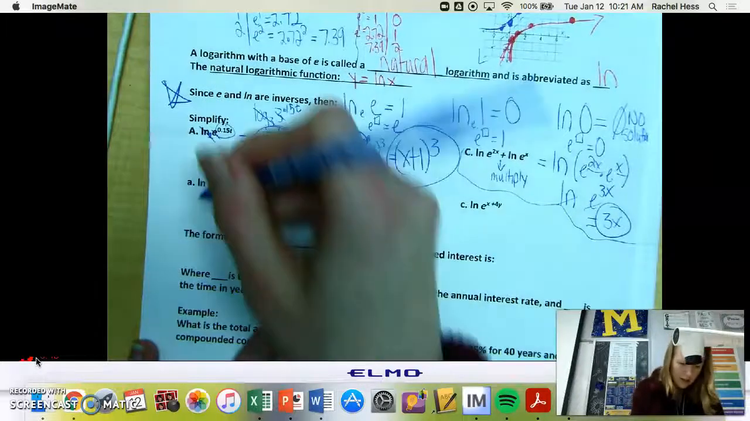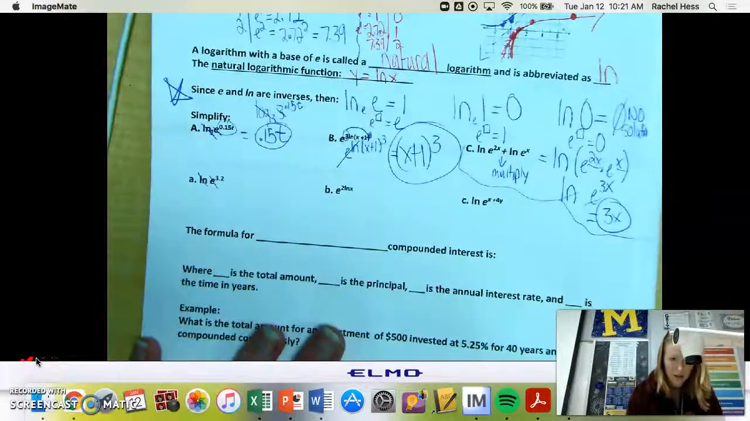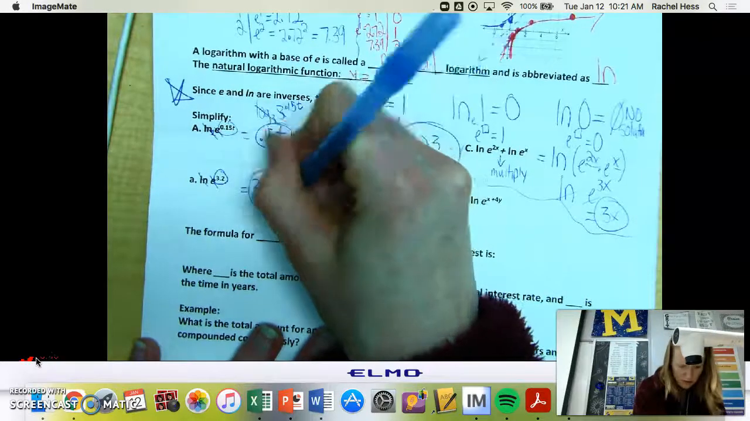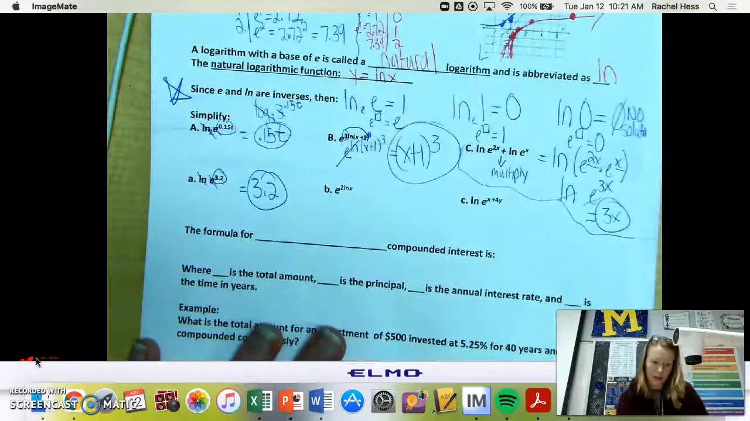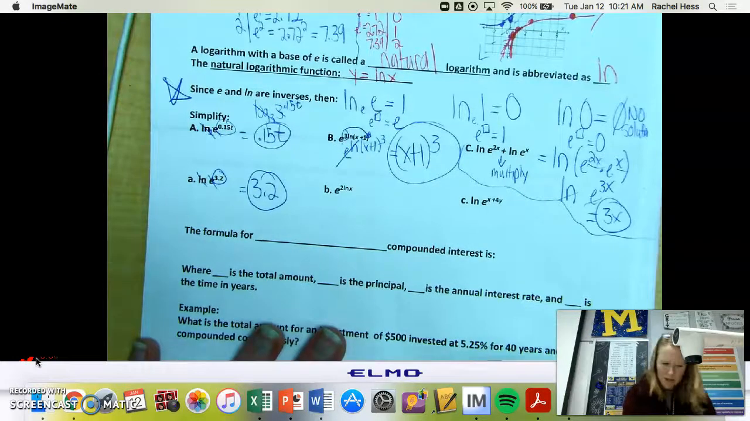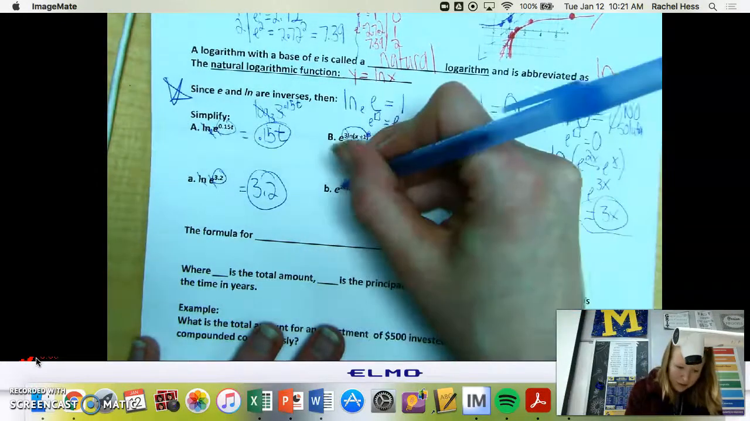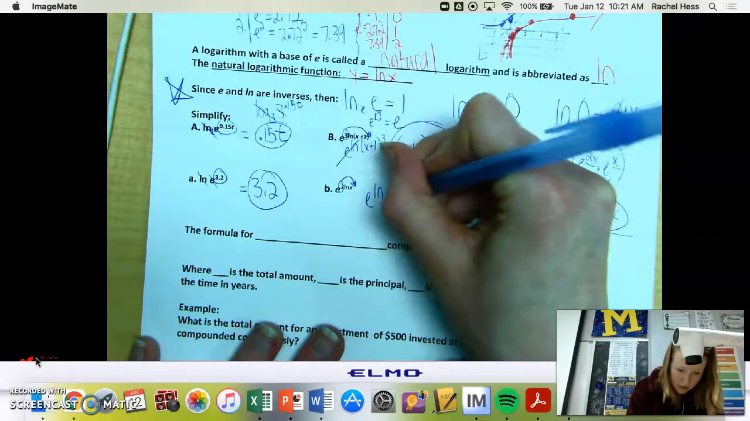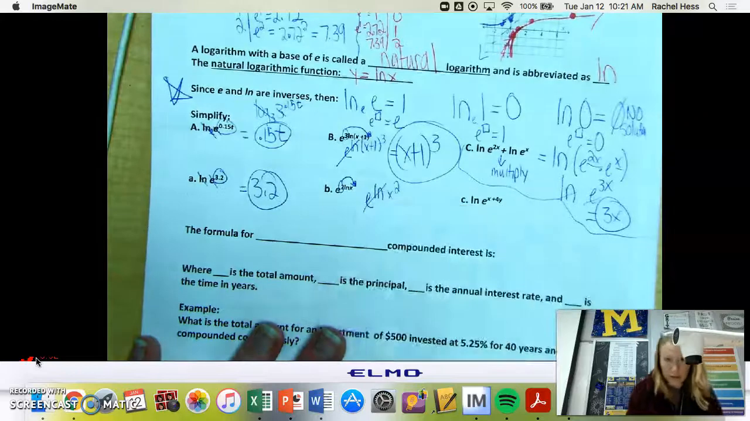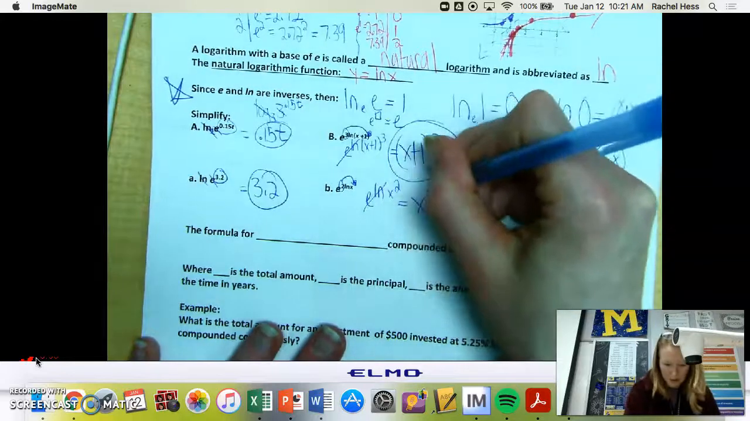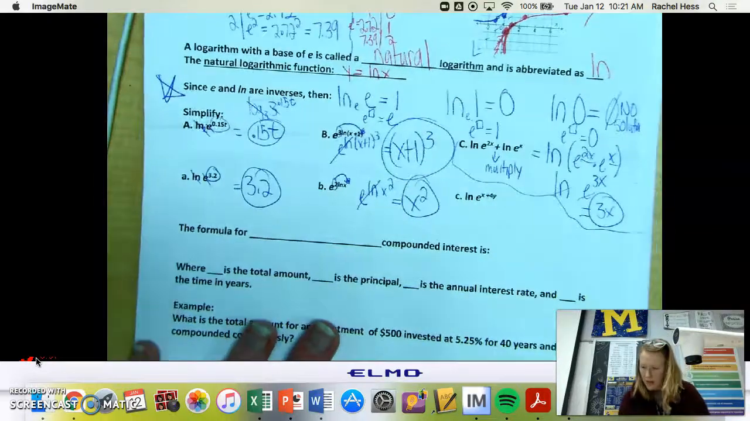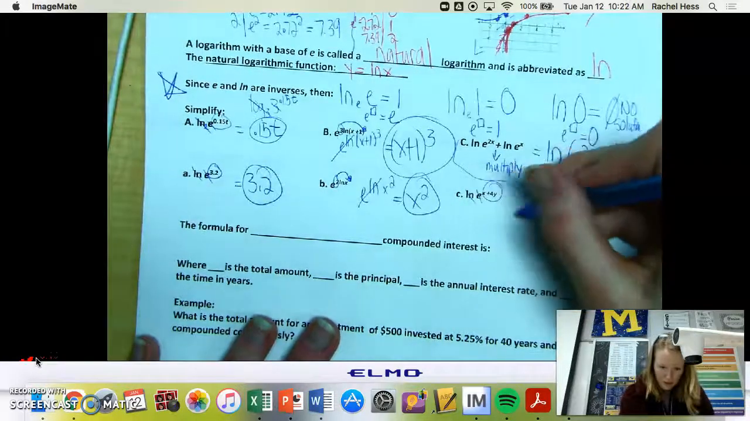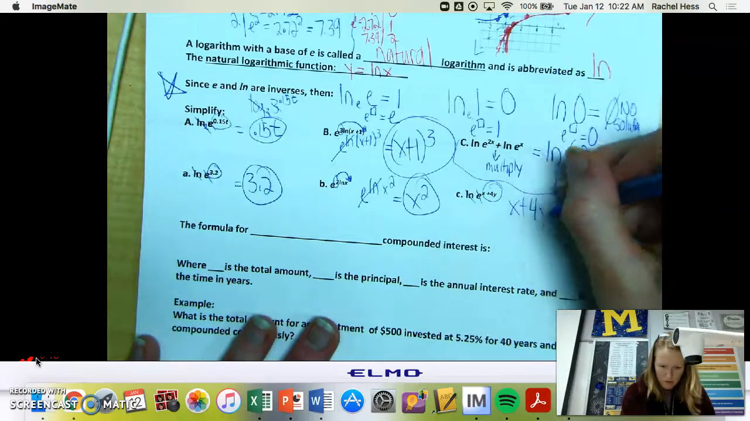Just to repeat again, natural log and e cancel each other out when they're right next to each other, so my answer is just 3.2 here. Those are inverse operations, so they would cancel each other. B, my inverse operations are not directly next to each other, so we need to move that 2 back. And then I can cancel my inverse operations to be left with x squared. And then this last guy, I have natural log and e. My inverse is right next to each other, so my answer should just be x plus 4y.